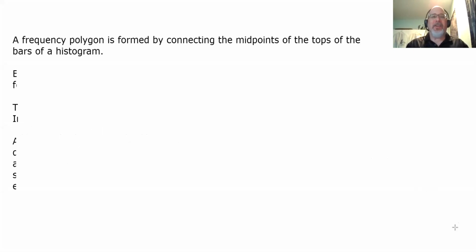A frequency polygon is formed by connecting the midpoints of the tops of the bars of a histogram. In other words, if you already have a histogram, we're going to play connect the dots. The hardest part is accurately locating these dots, and we'll need 2 extra dots to both begin and end the polygon.